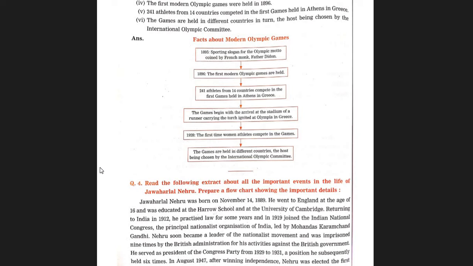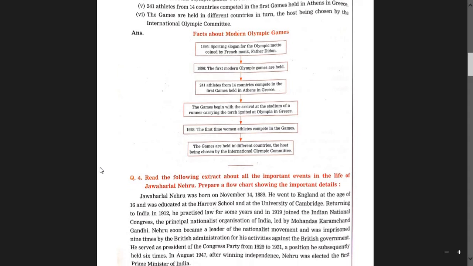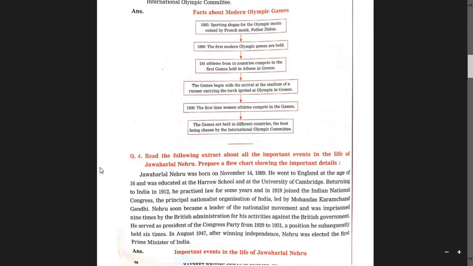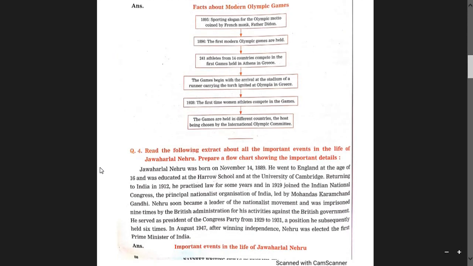And see the last rectangular box of the flow chart. The games are held in different countries, the host being chosen by the International Olympic Committee. So here is your flow chart with complete information. So you have changed from verbal to non-verbal.